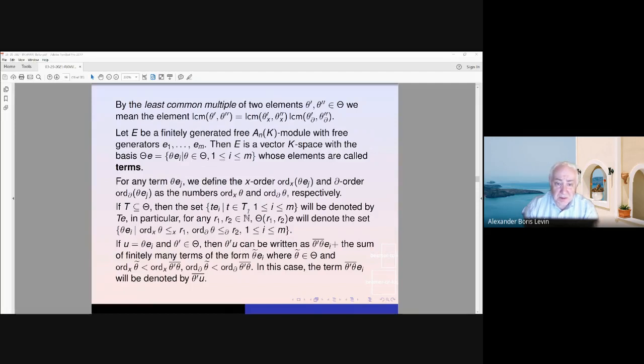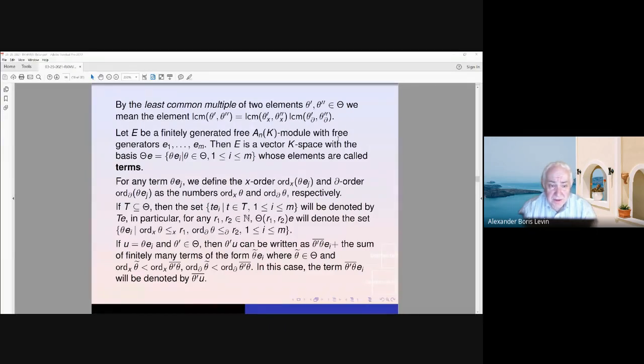Okay, and the least common multiple is the least common product, that is, the least common multiple of the x part times the least common multiple of the d part. Okay, so that's what we have for monomials in the Weyl algebra.